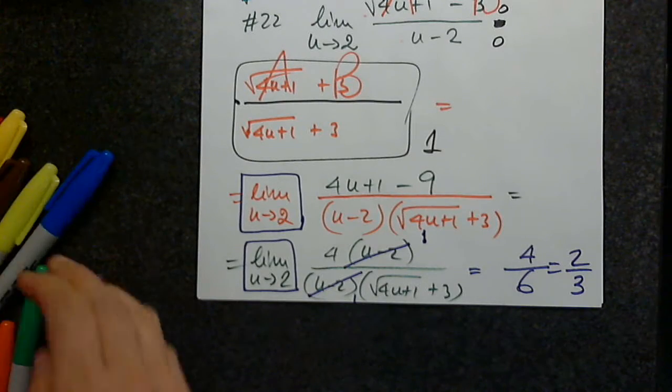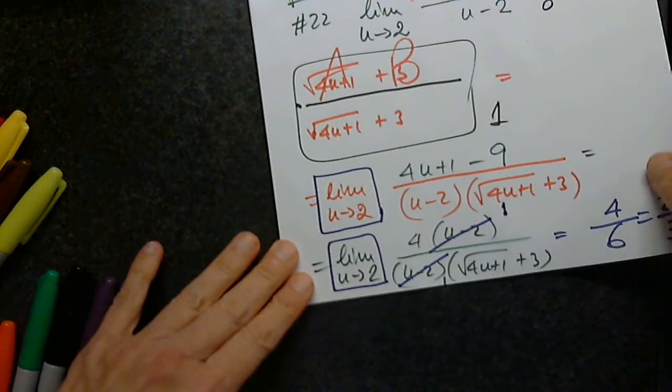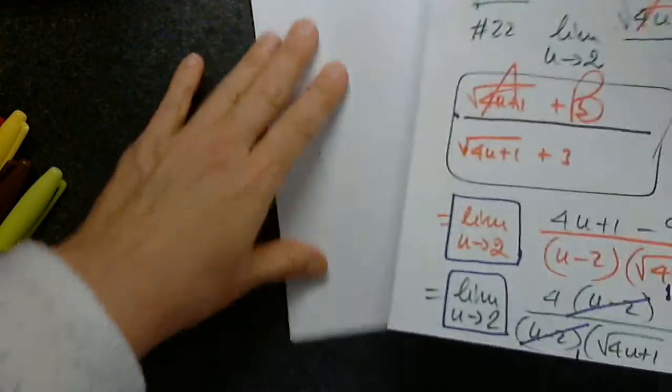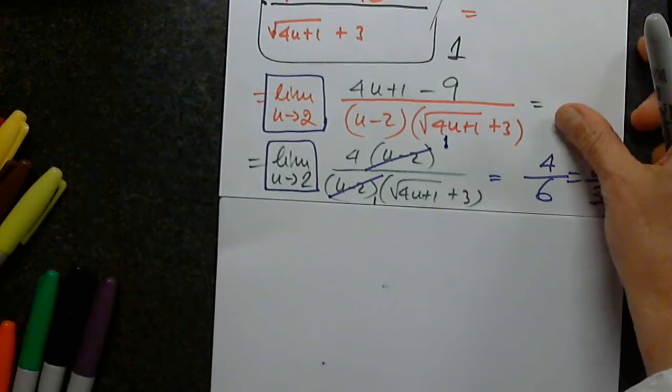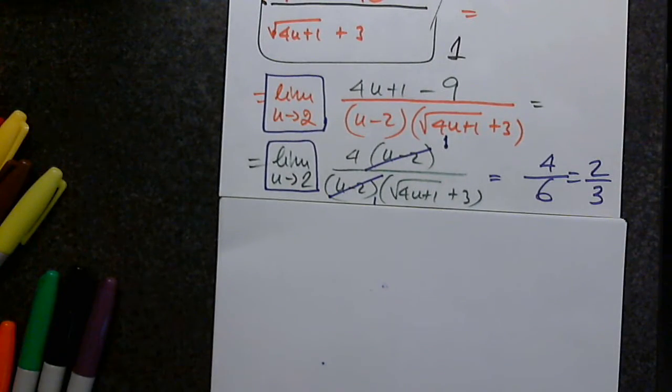A lot of steps, a lot of work. And now I would like to clarify two things here. Can you plug in 2 at the end there? Yes, because the problem has disappeared. What was the problem? u minus 2 was the problem. That was the only problem here.